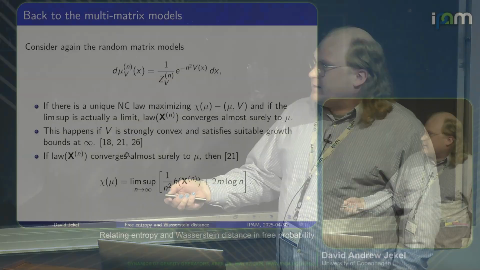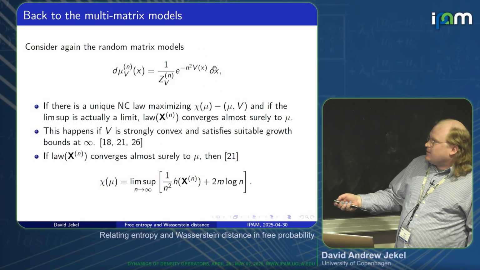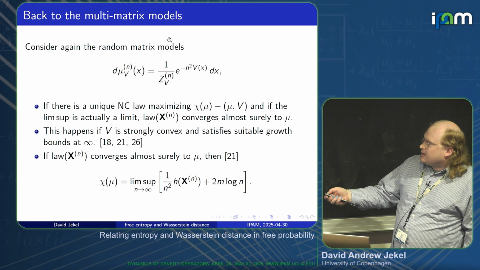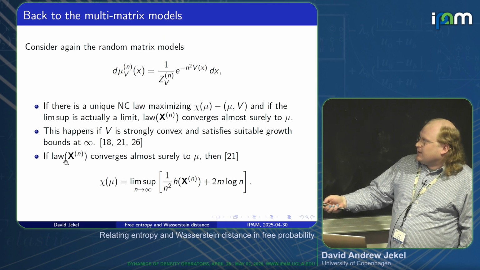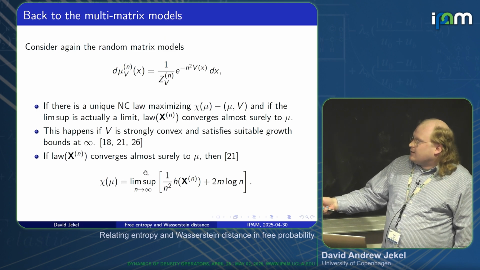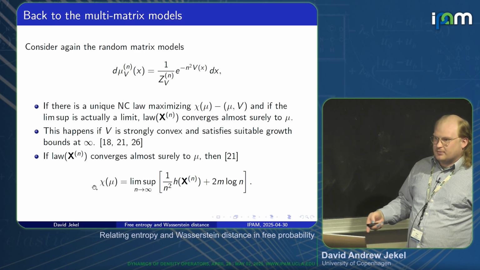Furthermore, it's also true that because of V being a nice function, if you get this particular model to converge in non-commutative law almost surely, then you also get that the large n behavior of the entropy is exactly this free entropy that you want.